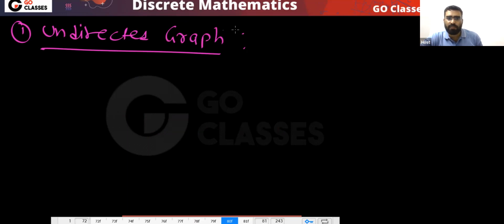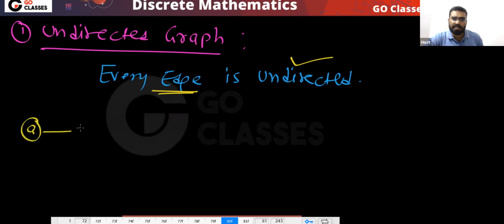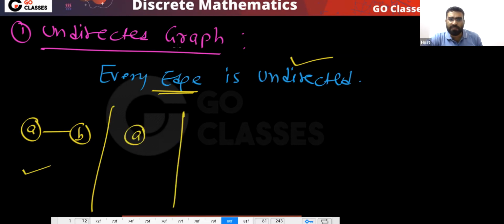So undirected graph. What does that mean? Undirected means every edge is undirected. If there is any edge, that should be undirected. So for example, tell me, is this an undirected graph? Yes, because if there is an edge, it should be undirected.